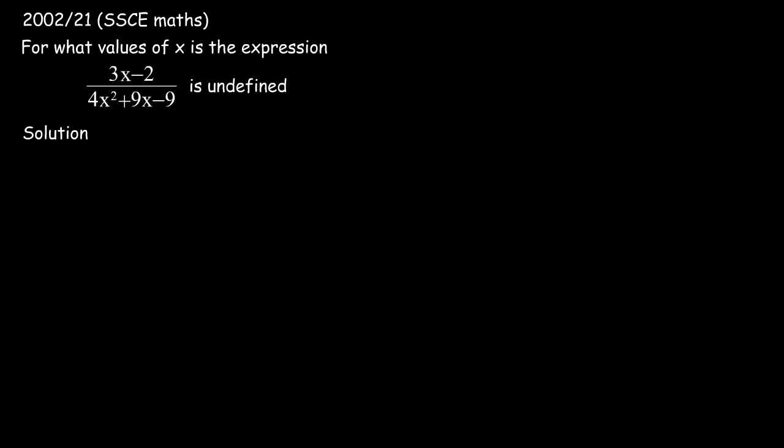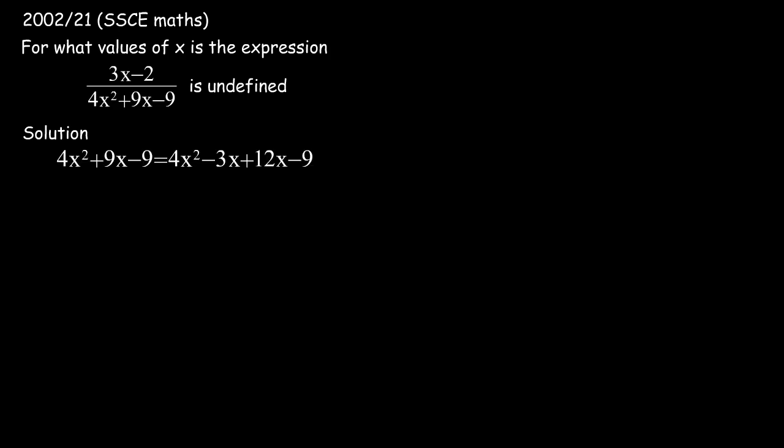We have another question from SSC Mathematics 2002. It states: for what values of s is the expression 3s minus 2 divided by 4s squared plus 9s minus 9 undefined? And we know that for our expression to be undefined, our denominator should be equal to 0. And as usual, we are first of all going to be simplifying our denominator to see if it can cancel out or if there is any similarity between it and the numerator.